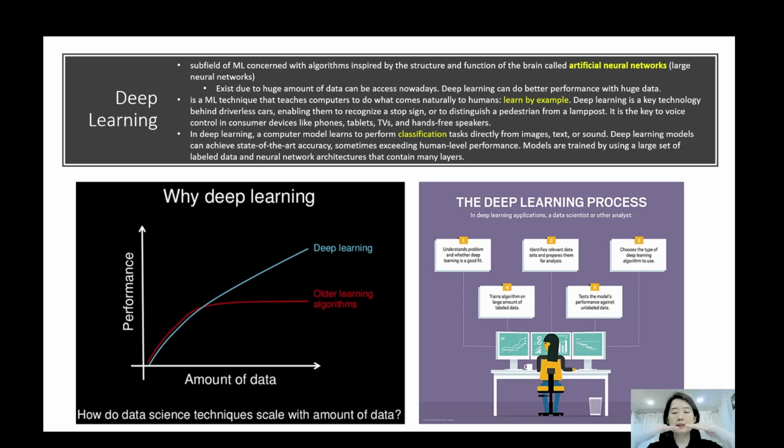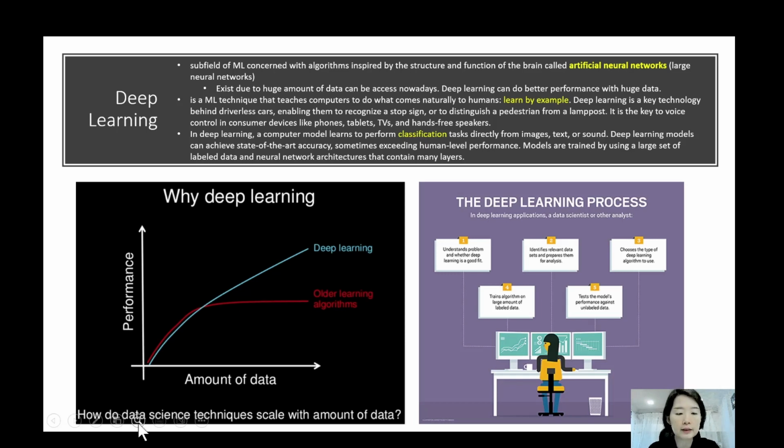There are many layers. Before, if you're not using deep learning, you have only a simple layer. But in deep learning, you have multiple layers. For other learning algorithms, the performance becomes static even if you increase the amount of data. But for deep learning, as you increase the amount of data, it will be learning more and more. It will be more and more accurate, and performance will increase.